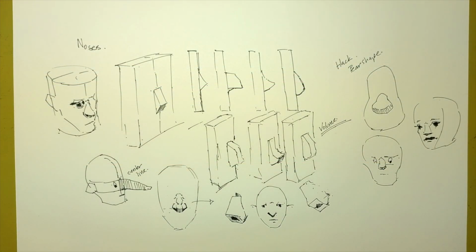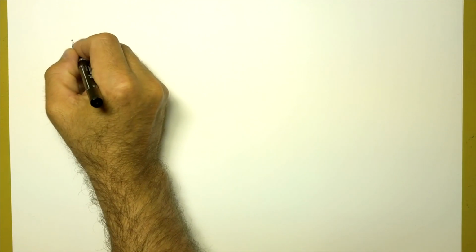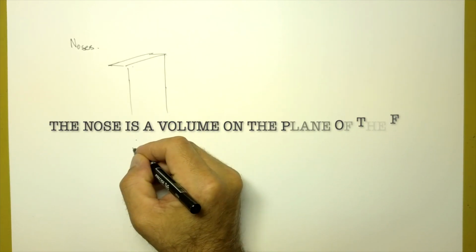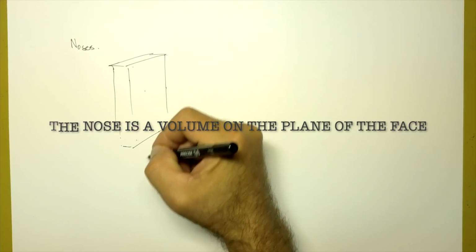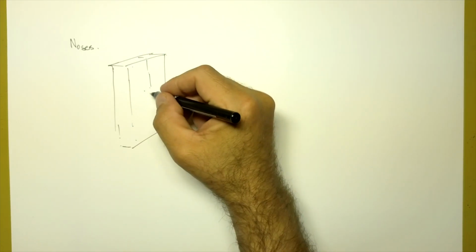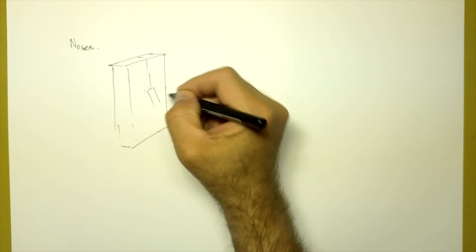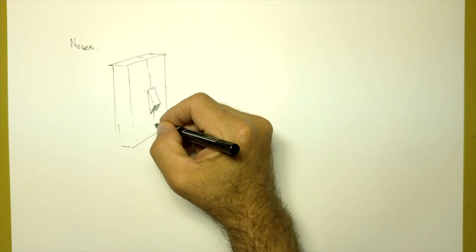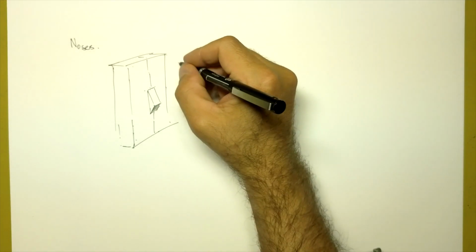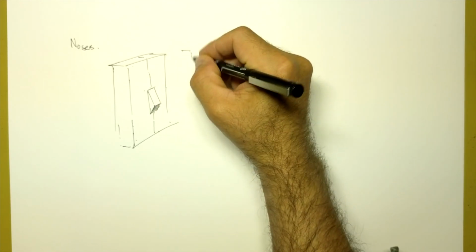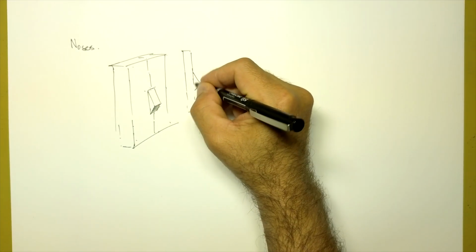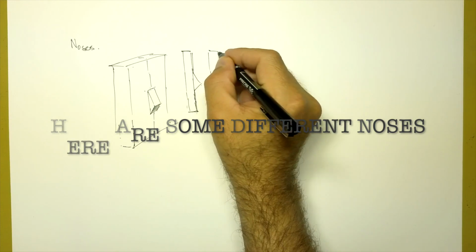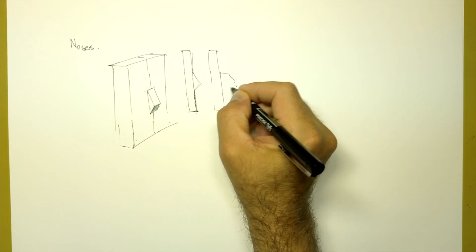Starting with the nose. In each of these features, I'm going to start out by showing you guys what the essential volume is, because that's the part we need to pay attention to when we're drawing. It's not that we want to draw weird, wooden-looking cutout things, but it is that diagram that is so useful to us as draftspeople.